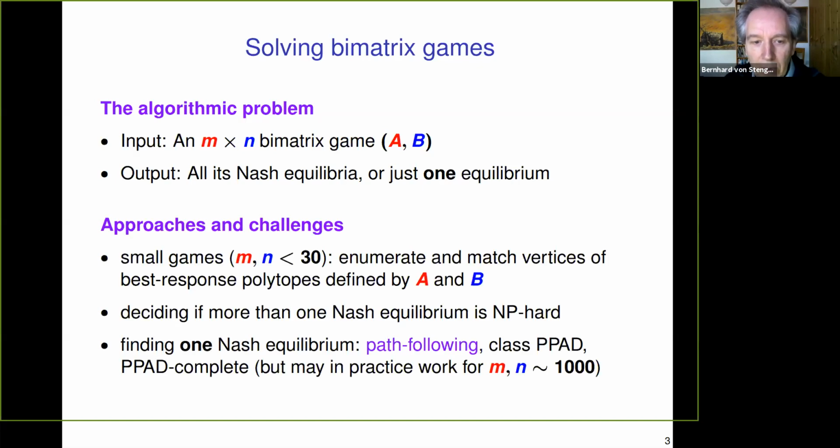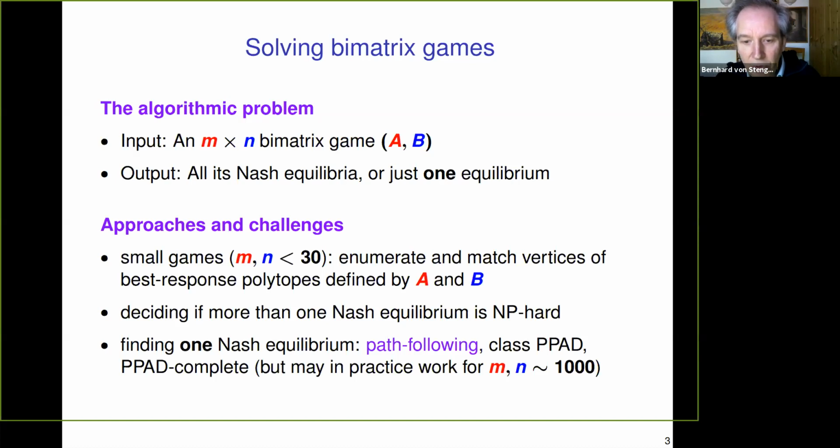And in fact, for small games, say where we have no more than 3 strategies per player, we can actually do this upper envelope story, which is a polyhedron that we can enumerate the vertices of and try to match them to check whether they're equilibria. But they are exponential in number, so this is infeasible when m and n become larger.